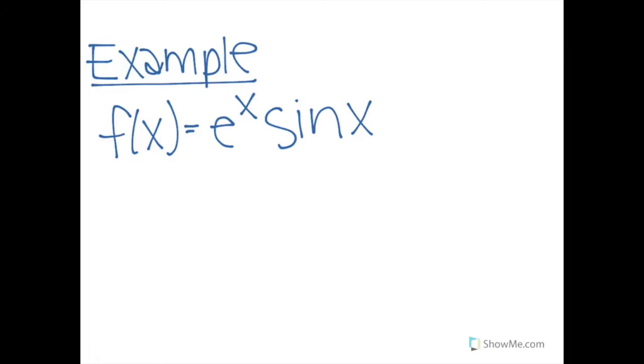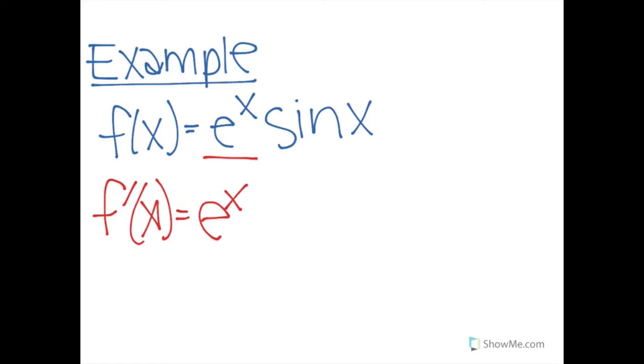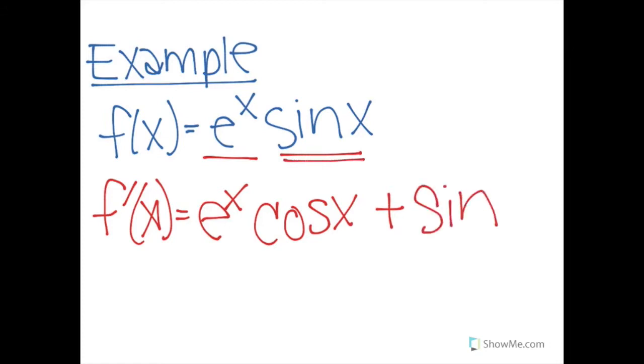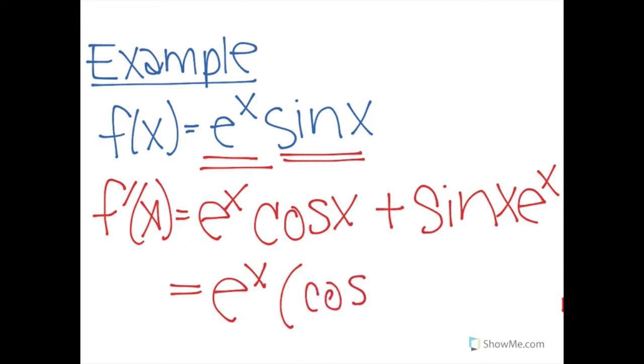So for this example, we have f of x equal to e to the x sine of x. To get the derivative, you would need to write the first times the derivative of the second. And the derivative of sine x is cosine x. Plus the second, which is sine x, times the derivative of the first. And the derivative of e to the x is just e to the x. So simplifying it up just a little bit, you can pull an e to the x out times cosine x plus sine x.